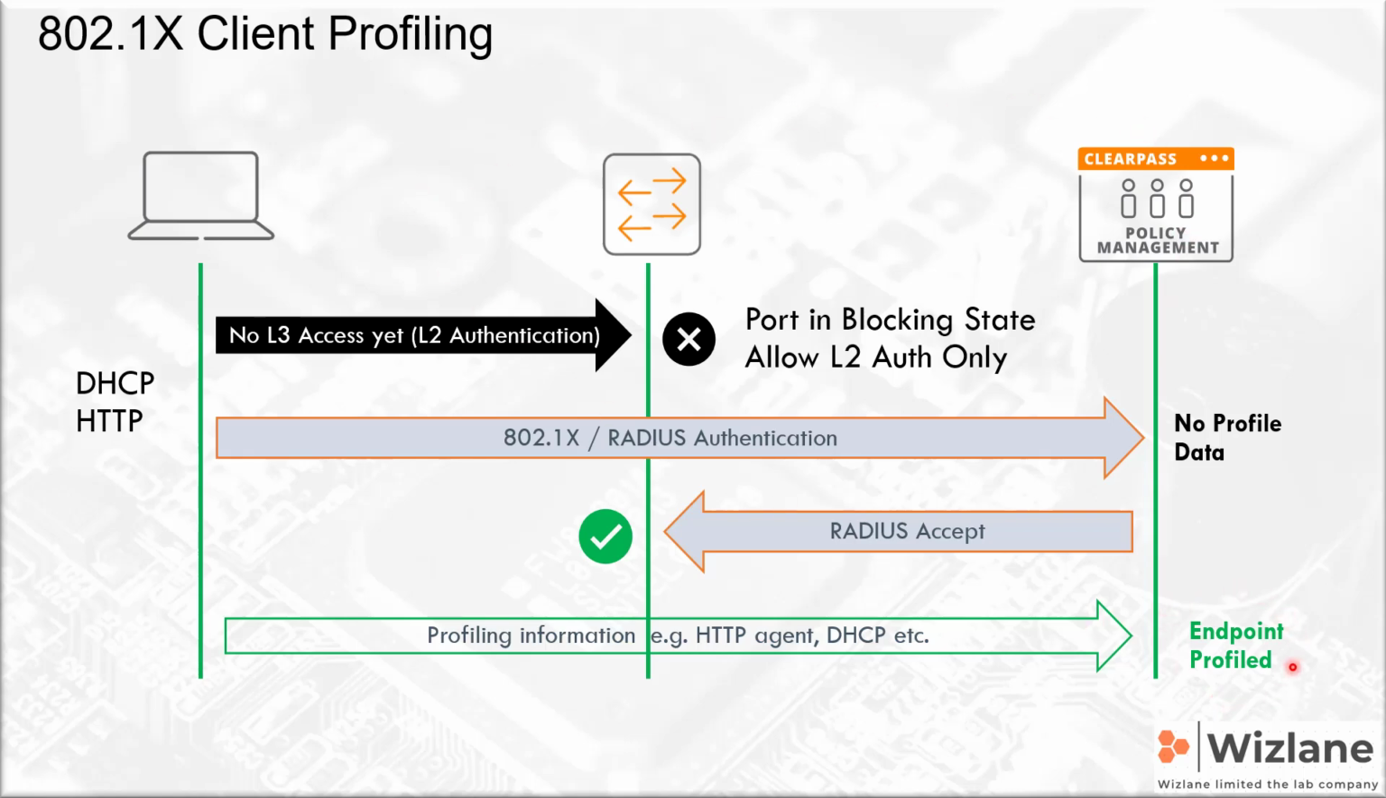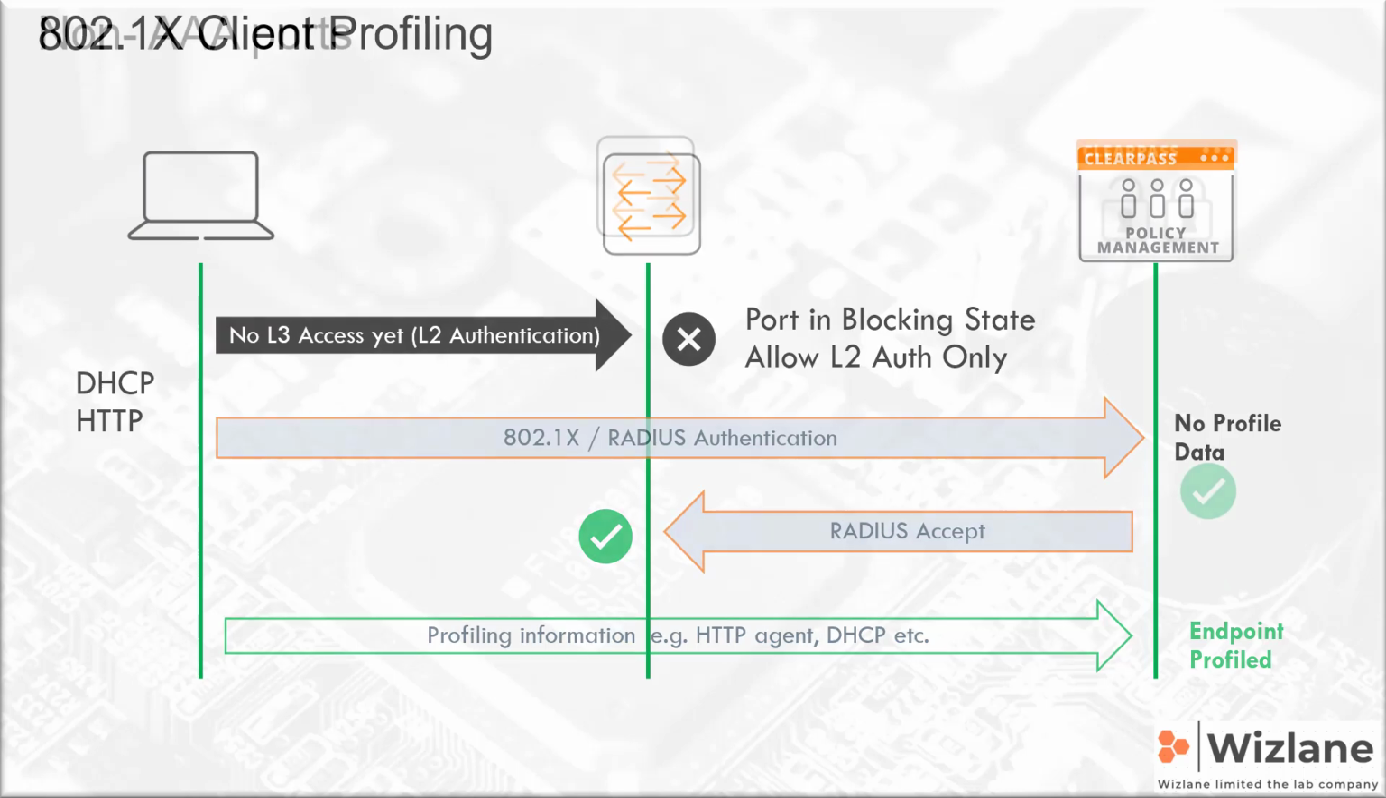Once that profiling happens, ClearPass, based on the policy, again, that all depends on the policy, might send a change of authorization to the switch that will disconnect the client and reconnect the client again. So the client will try to reconnect. In this case, ClearPass will have enough information about the device, and will place them in the correct VLAN and with the correct privilege.